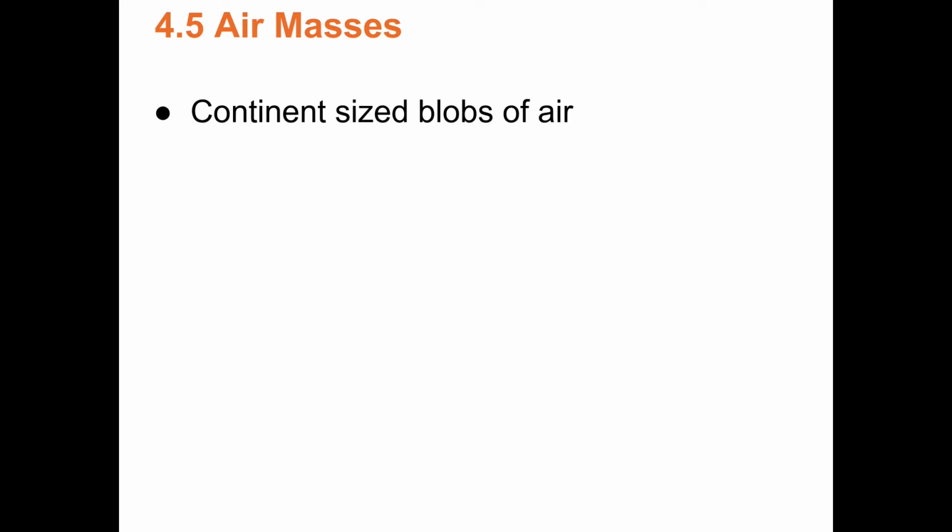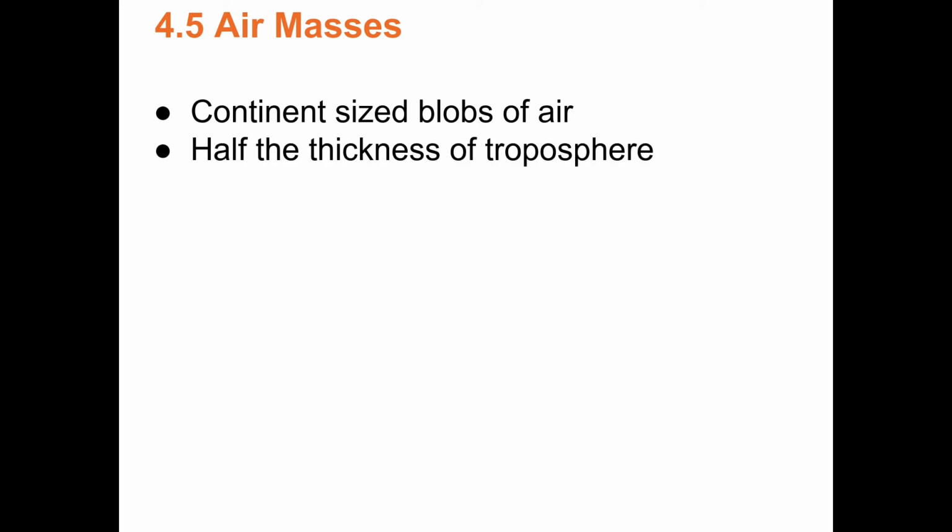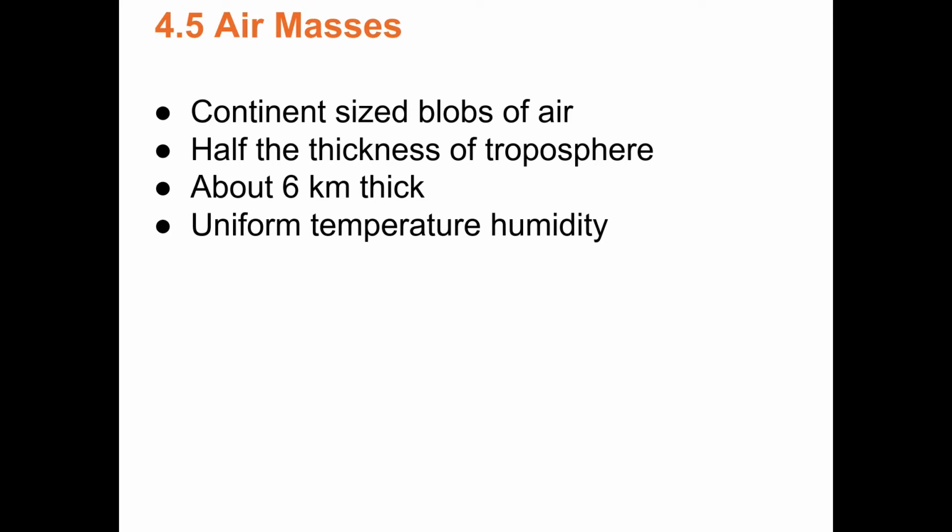I keep saying they're continent-sized blobs of air. They extend half the thickness of the troposphere. They're about 6 to 9 kilometers thick. Within the air mass, the temperature and humidity is uniform. So if you took air samples throughout the air mass, the temperature would be about the same throughout it, and the humidity would be about the same throughout it.